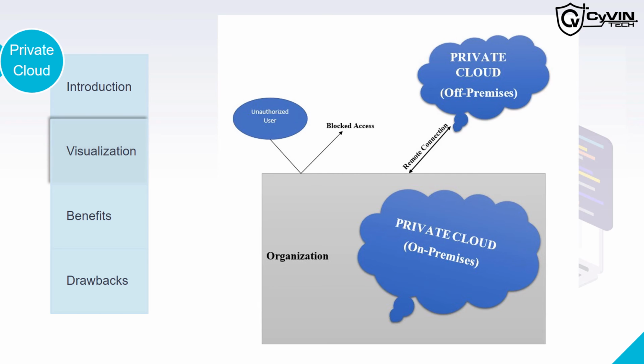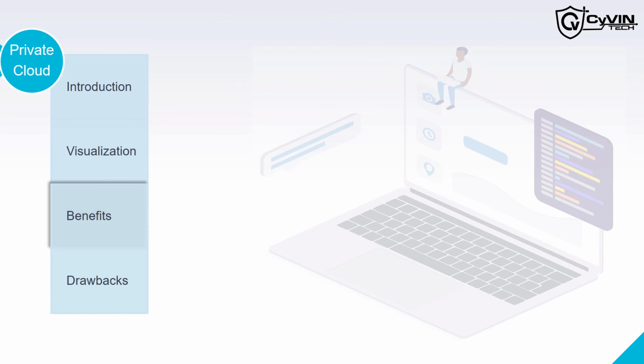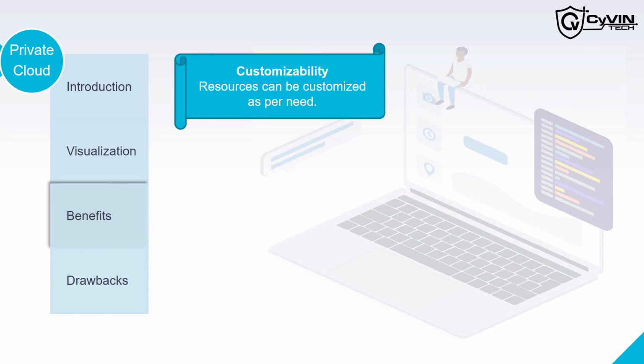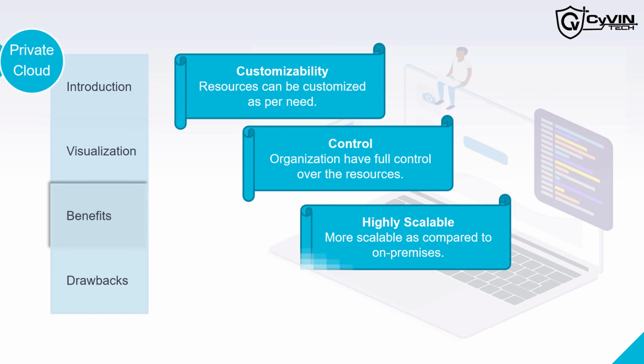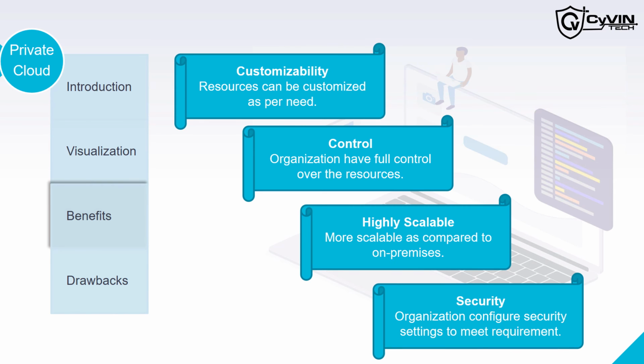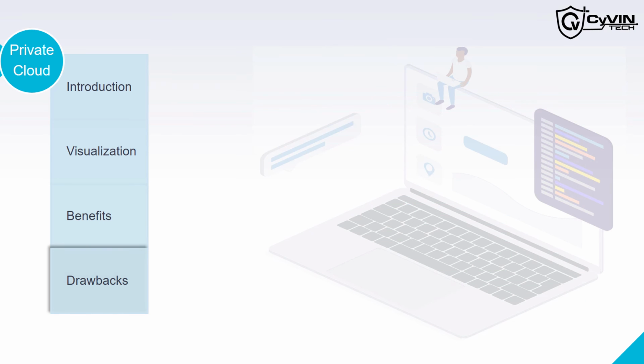Private cloud deployment models offer a number of benefits such as customizability, which allows organizations to customize resources as per the requirement. Organizations have full control over the resources and data. In addition, private cloud offers more elasticity, scalability, security, and privacy via both the company's firewall and internal hosting. Besides these benefits, there are various drawbacks as well.